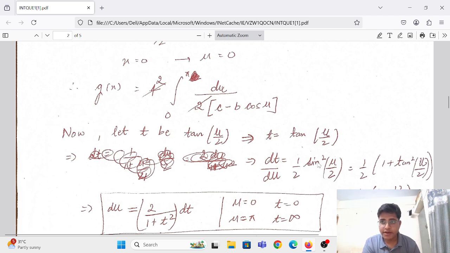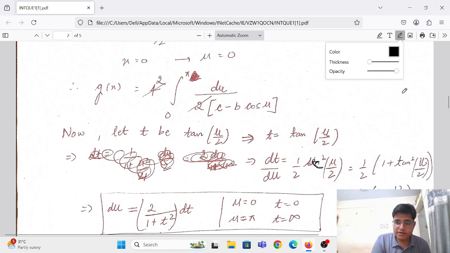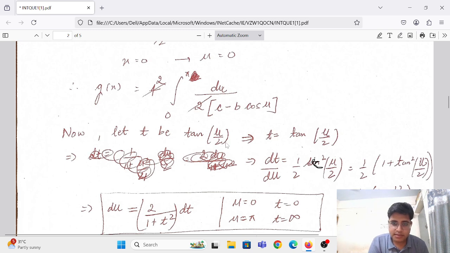Oh, there's a mistake over here. Okay, I can maybe overwrite that this is sec. So if t is tan u by 2, then dt by du would be half of sec square u by 2. How did that happen? Basically, differentiation of tan x is sec squared of x, and then the argument u by 2, if differentiated, would give us 1 by 2. So simple chain rule. So dt by du would be half sec squared of u by 2.